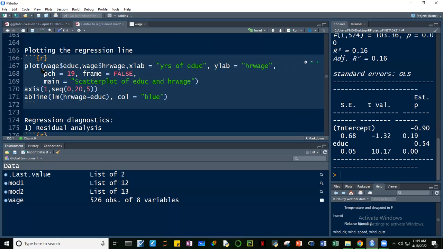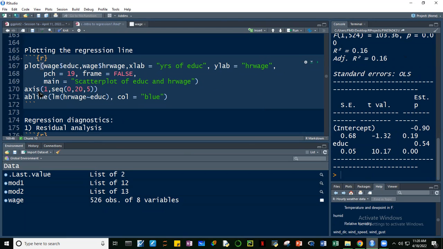This is making use of the base R plot function. We're plotting on the x-axis your education, on the y-axis your hourly wage. Then the label on the x-axis is years of education. On the y-axis, the label is hourly wage. Plot character natin, yung maliit na circle na black. And then frame is equal to false. Huwag lalagyan ng frame yung plot natin. The main title of the plot is scatter plot of education and hourly wage.